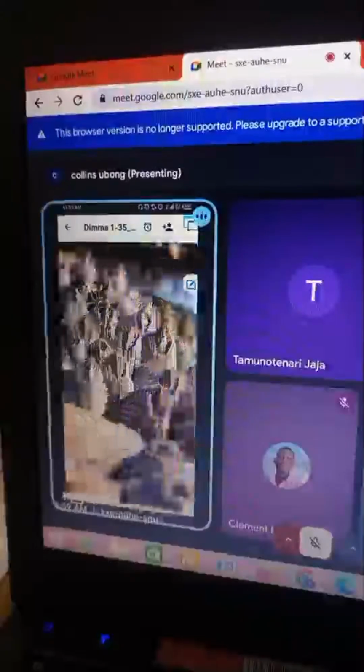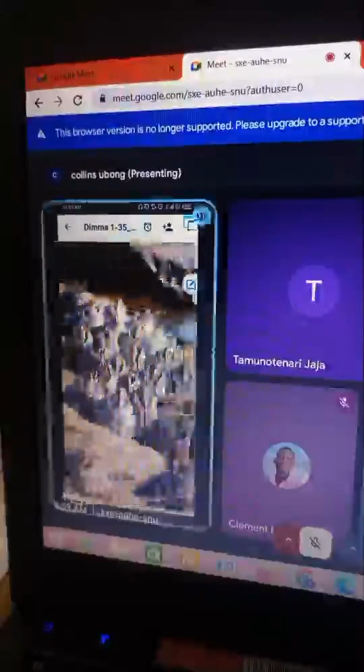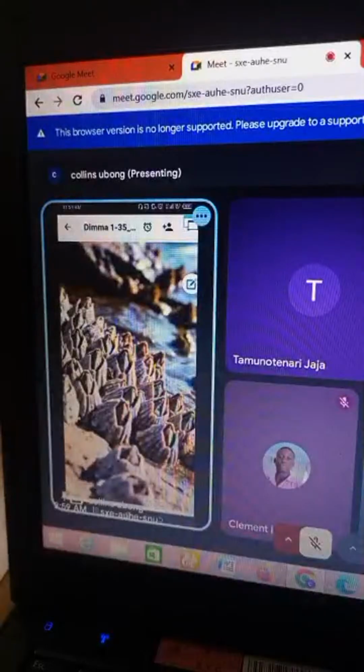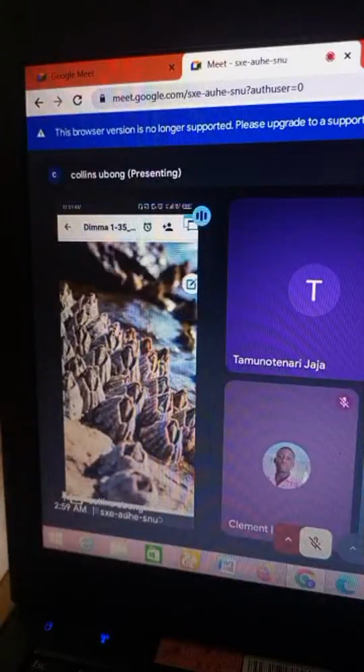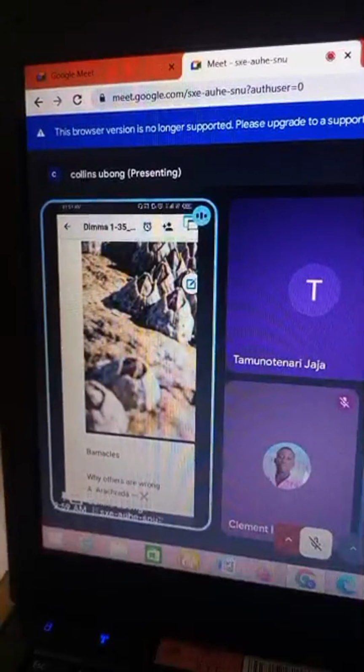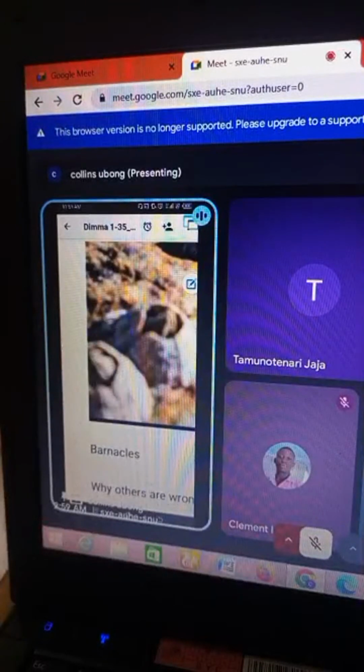This is barnacles. Usually found in the aquatic environment. If you have seen a whale before, you will see it attaching itself to the body of whales. There's the barnacles. Look at the spelling here. Barnacles. Get it? Yes, sir.